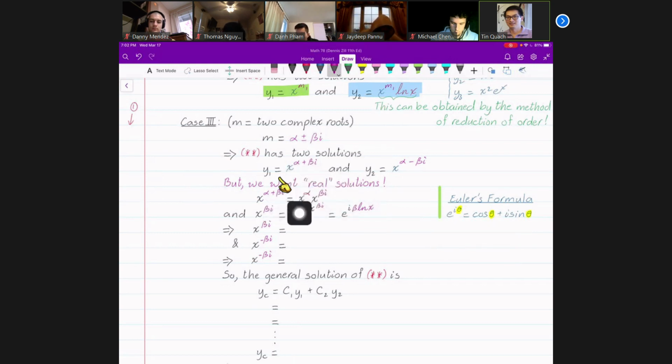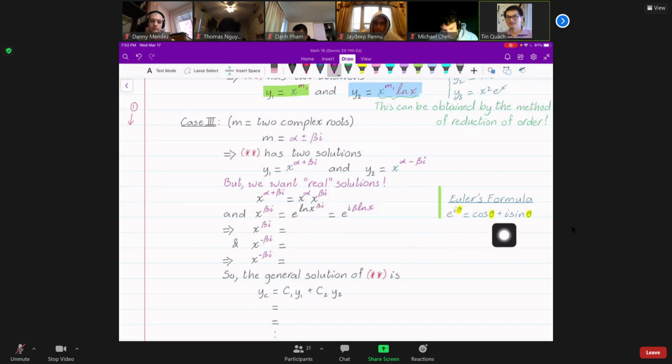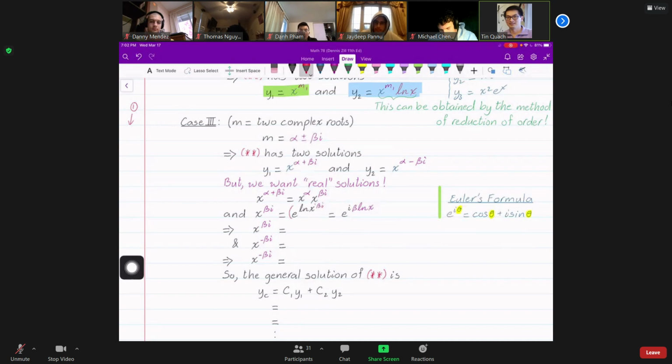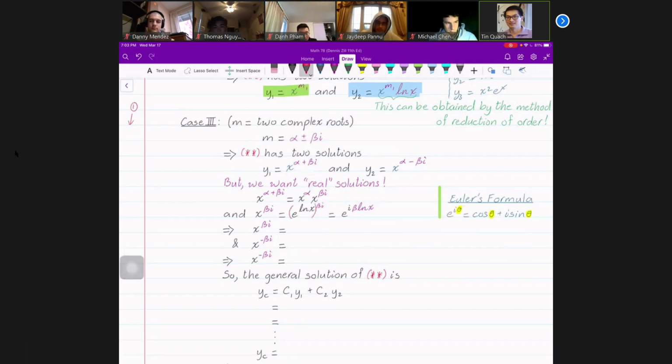Here's how we rewrite. Rewrite the first one as x to the alpha times x to the beta i. Then x to the beta i, we want to convert that into base e, so we can use Euler's formula. Now you know x is the same as e to the ln x. So that is what we have for x, so that's x to the beta i. When you have a power raised to a power, you just multiply, so that is e to the ln of x times beta i.